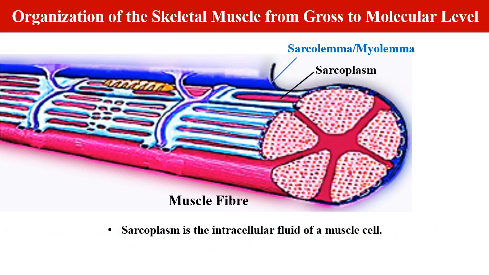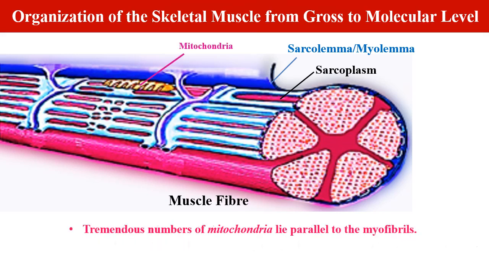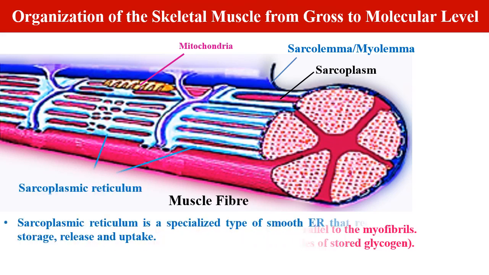Sarcoplasm is the intracellular fluid of a muscle fiber cell. It contains large quantities of potassium, magnesium, phosphate, and protein enzymes. Tremendous numbers of mitochondria lie parallel to the myofibrils. We will discuss myofibrils in a while. Sarcoplasm also contains glycosomes, which are granules of stored glycogen.